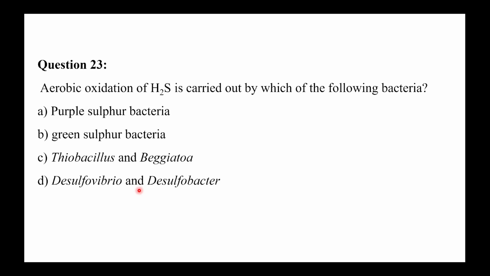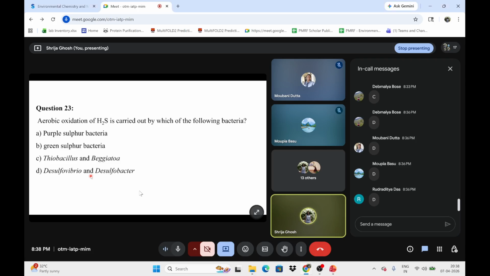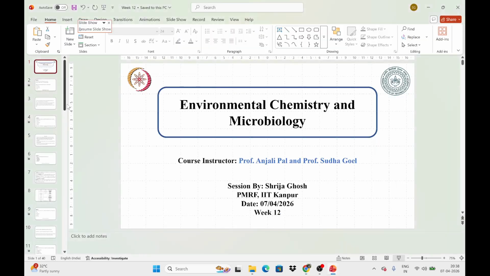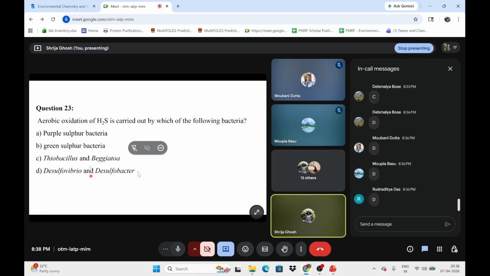Next question. Aerobic oxidation of H2S is carried out by which of the following bacteria? What would be the answer? Option A, purple sulfur bacteria. Option B, green sulfur bacteria. Option C, Thiobacillus and Beggiatoa. Option D, Desulfovibrio and Desulfobacter.